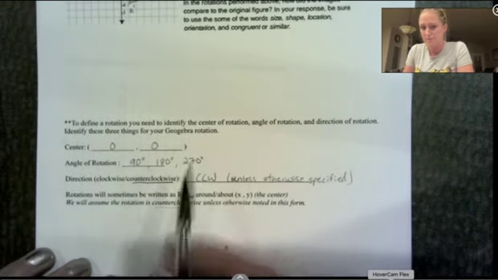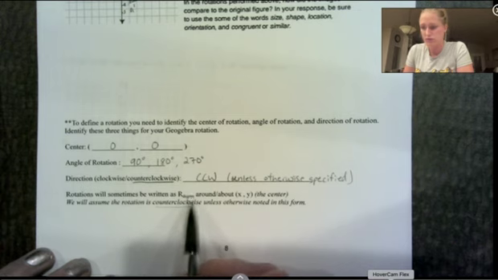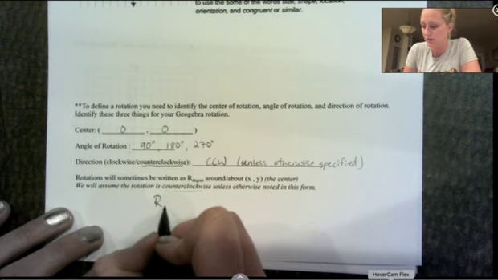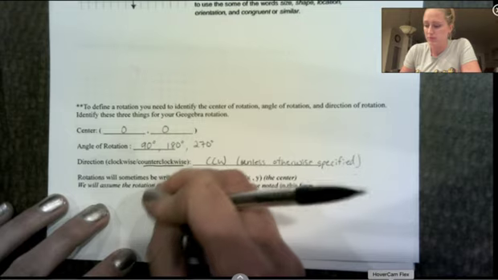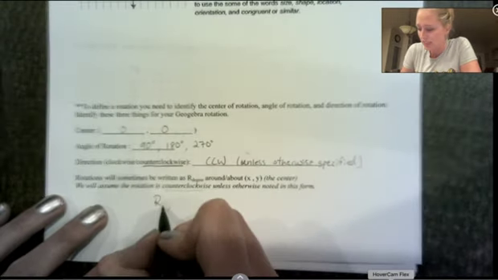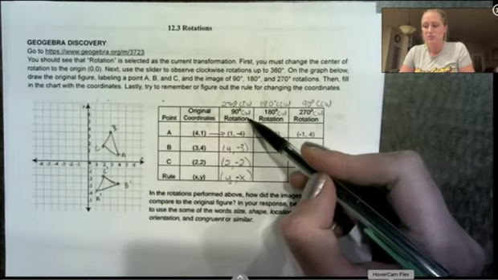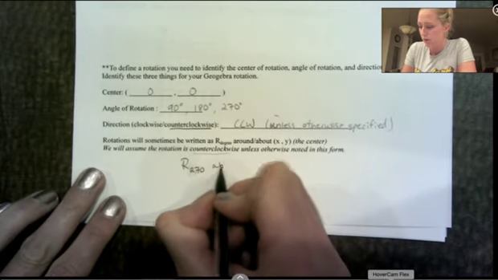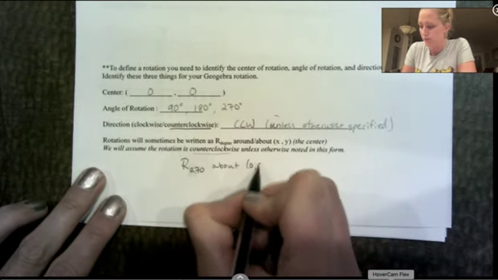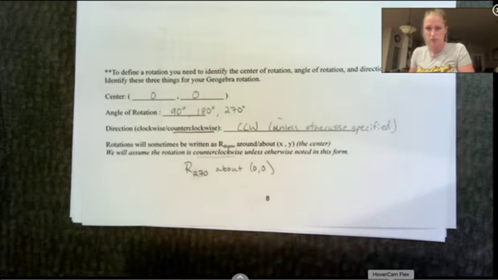So here's how we'll write it. It would be r sub whatever degree we're going, about xy. So for example, our very first one we would have written as r sub 90. Sorry, we would not have written r sub 90. We would have written r sub 270. So I'm referring back to this one. We did 90 degrees clockwise, but we're always going to use the counterclockwise degrees. So we have a rotation of 270 about 0, 0.